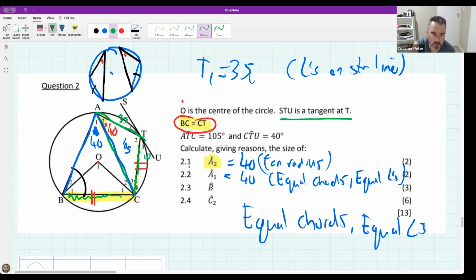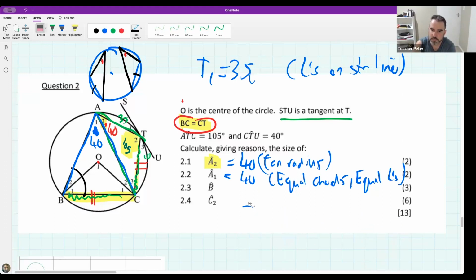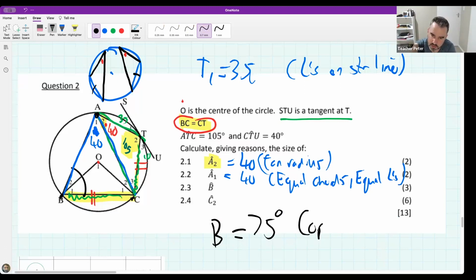Okay, now let's go on to B. What is angle B going to be? I'll give you a hint for that one. Angle B is definitely going to be related to this 105 over here. I think this is a cyclic quad. And what do we know about cyclic quads? Well, the opposite angles in a cyclic quad add up to 180. And so I'm going to say opposite angles, cyclic quad. So this is 75.